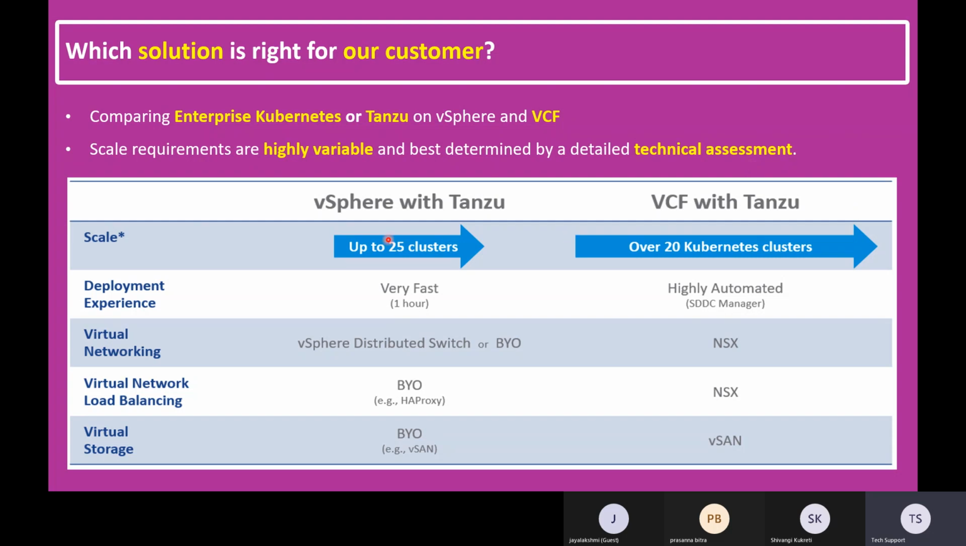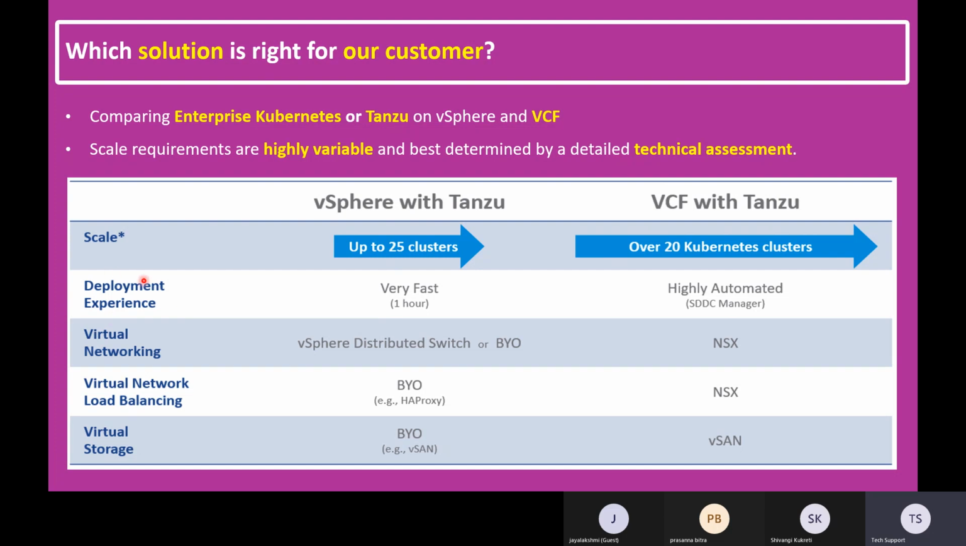But for easy understanding, I've given some comparison between vSphere with Tanzu and VCF with Tanzu. If you are using vSphere with Tanzu, it supports a maximum of up to 25 Kubernetes clusters. That is the scale. Okay, and suppose VCF with Tanzu, if you are using Cloud Foundation with the Tanzu product, Tanzu means TKG, Tanzu Kubernetes Grid, over 20 Kubernetes clusters, you will go for VCF. Okay, so below 25, you go with the vSphere product. Over 20 means you will go with the cloud concept, VCF with Tanzu.